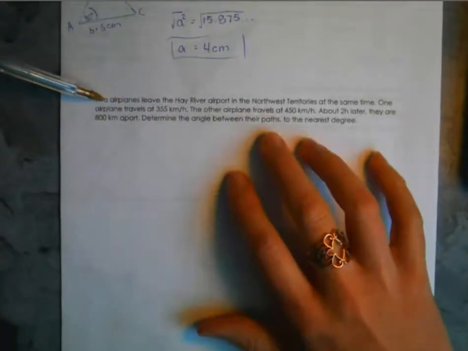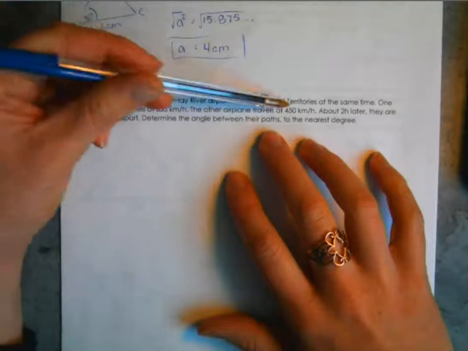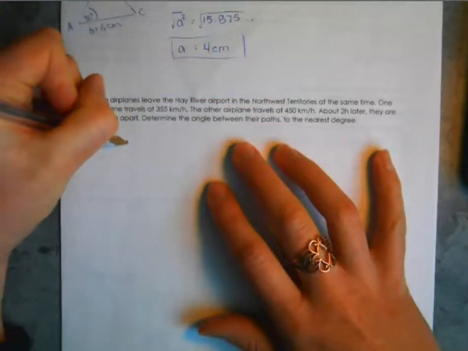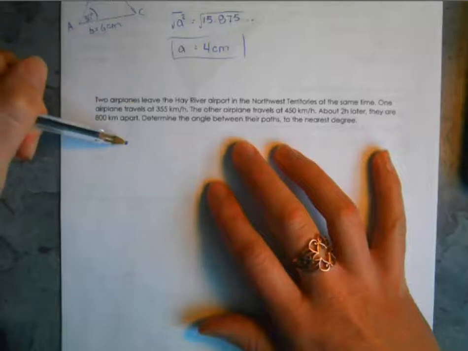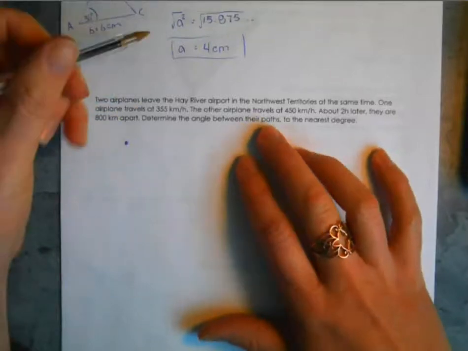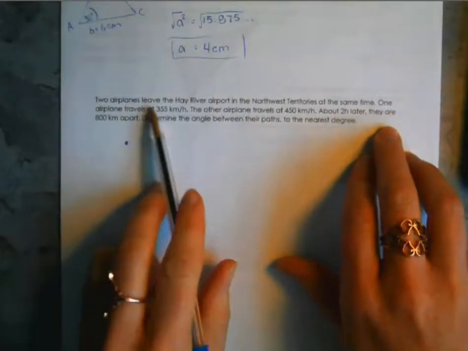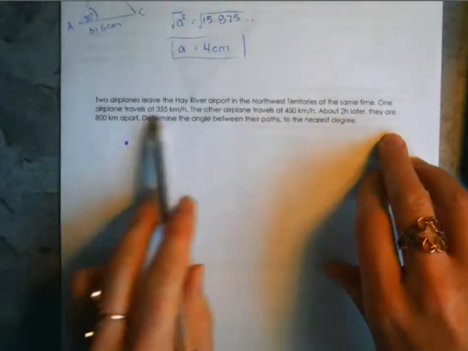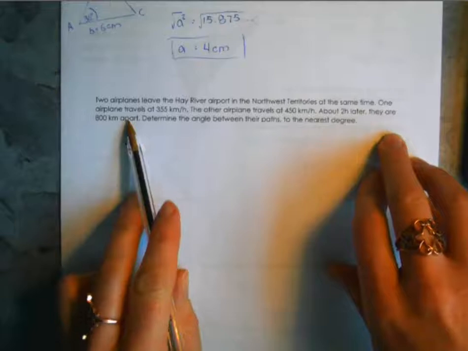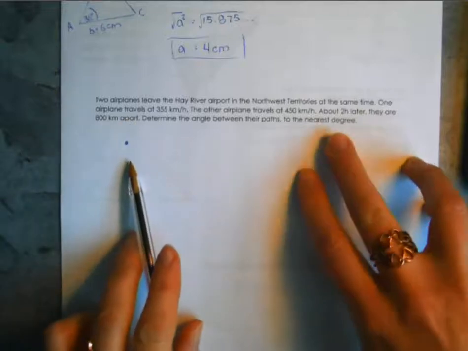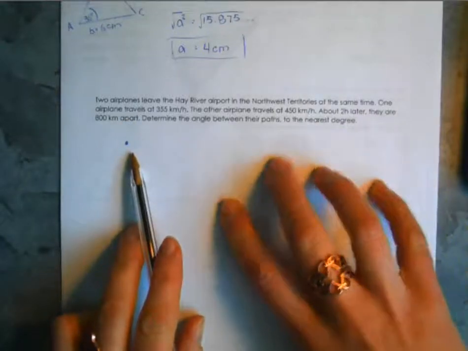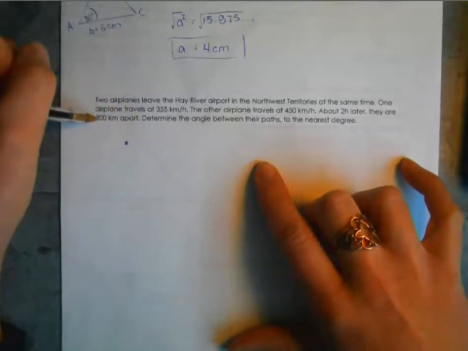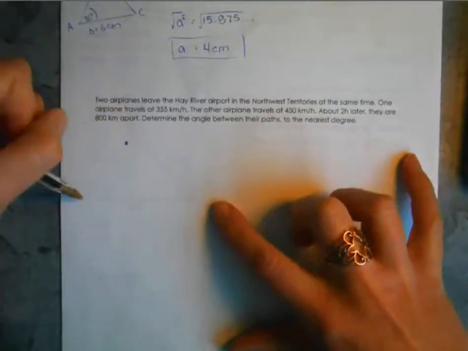In this one, it says 2 airplanes leave Hay River Airport in the Northwest Territories at the same time. So I'm going to make a little starting point here. The 2 airplanes leave at the same time. Just to read the question quickly, one airplane travels at one speed, the other travels at another speed. About 2 hours later, they're 800 kilometers apart, and we want to figure out the angle between their paths. So we know they're heading in different directions, and we know that at some point in time they're going to be a certain distance apart.